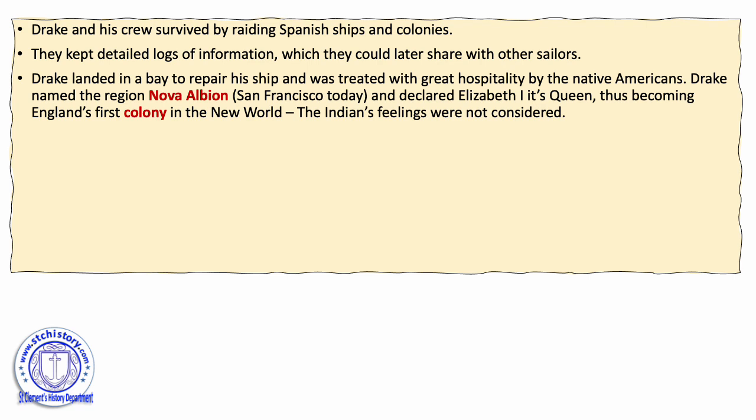However, Drake names that place where he lands to fix his ship Nova Albion, so New Albion, which is today San Francisco. So again, a nice little link basically to the Elizabethan course, that when we see these modern day names, England's had a large part to play in that. He also declares Elizabeth I is the Queen of Nova Albion, thus technically becoming England's first colony in the New World.